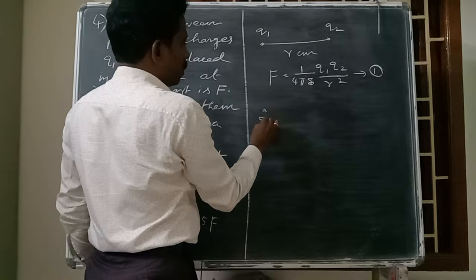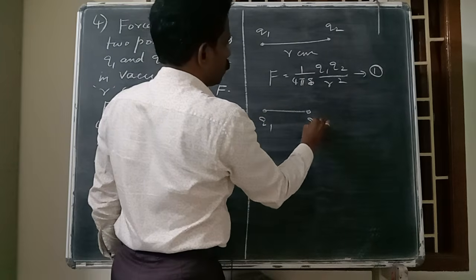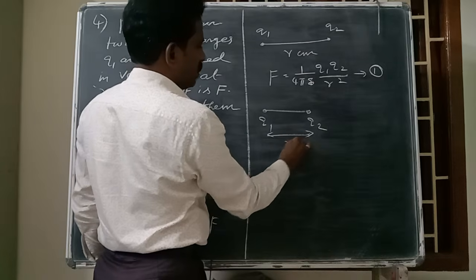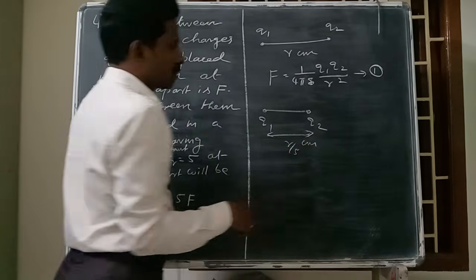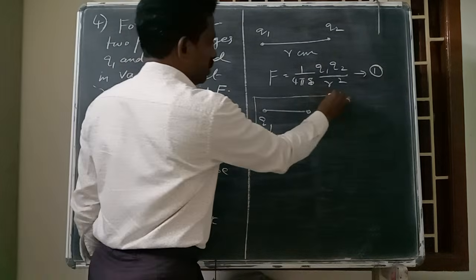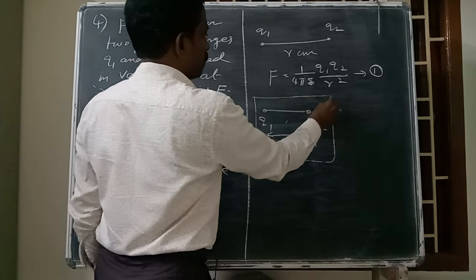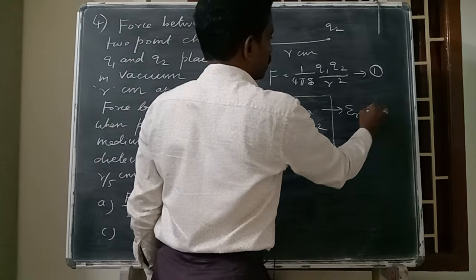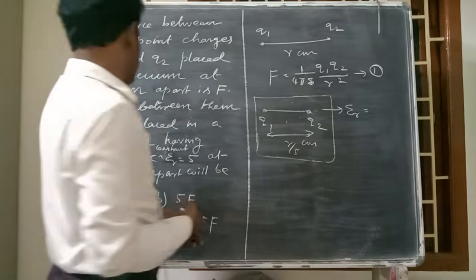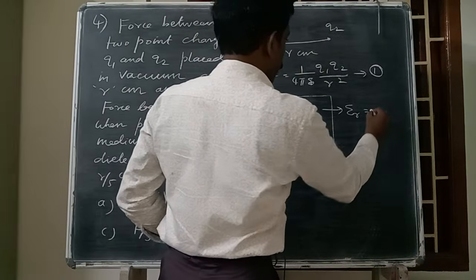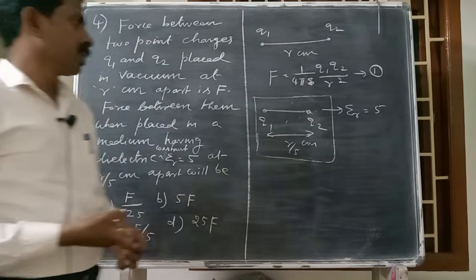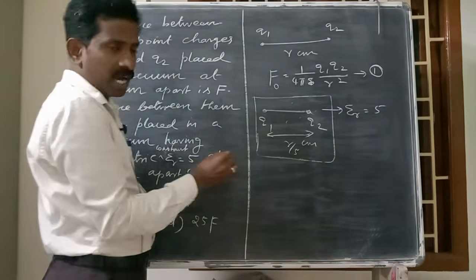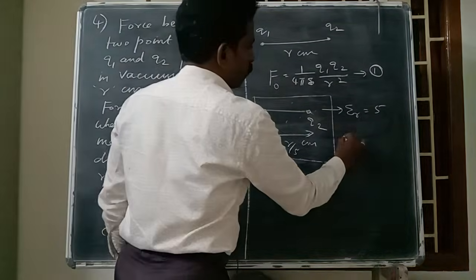So q1, q2, now the distance between them is only r by 5 centimeter, but the charges are placed in some medium whose dielectric constant, that is relative permittivity epsilon r, is 5. Epsilon r is 5. Okay. Now what is the new force? This is force in vacuum or free space. This is force in medium.